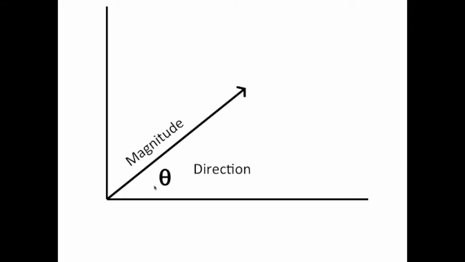So what is a vector? Well, a vector is something with magnitude and direction. It doesn't matter how you do it. All that matters is that you have a direction and you have a magnitude. This could be a vector. Now you could specify the direction by some angle theta, and the magnitude is just the length of that arrow.